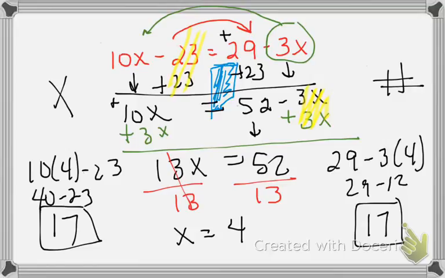Now, if we were to graph this actual ordered pair, remember an ordered pair goes x and then y. My ordered pair would be 4 and 17.